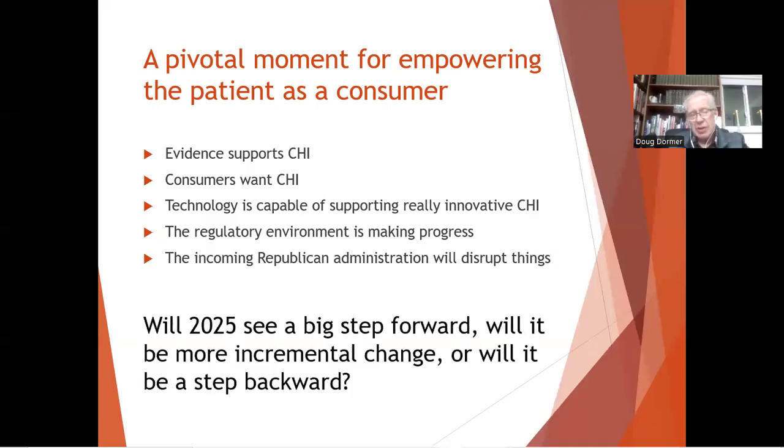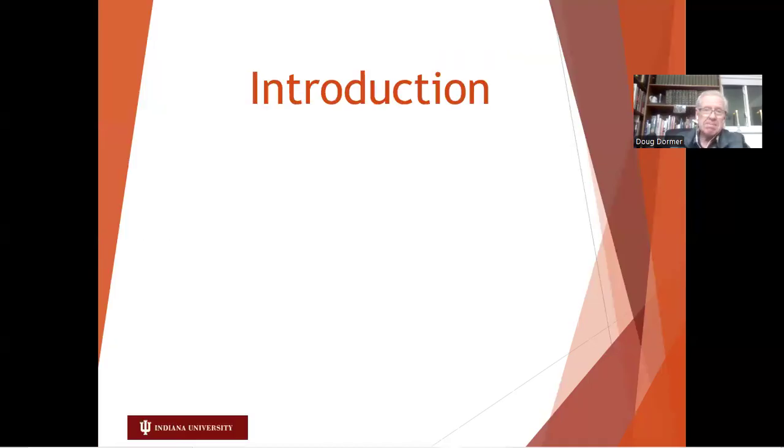So the question really comes down to, will 2025 be a big step forward for consumer health informatics? And if so, what will that step forward look like? Or will it be an incremental change, kind of not losing ground, but not really gaining as much as we might think would be possible? Or will it, in fact, be a step backward? That's the core question we're going to consider over the next series of modules over the next 4 months.